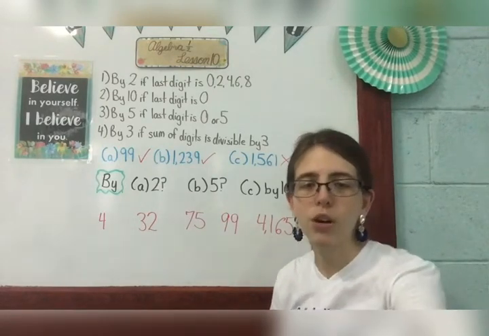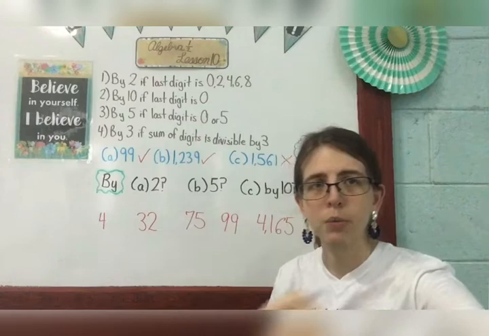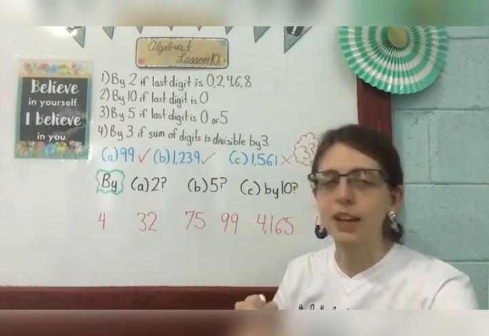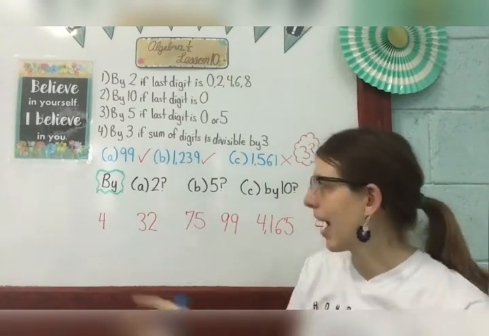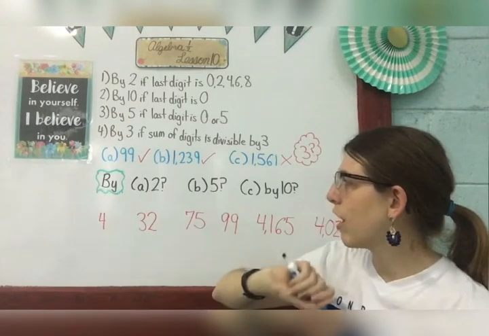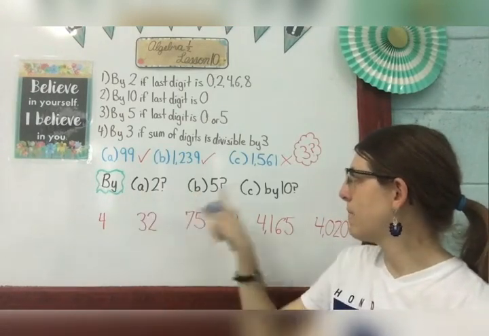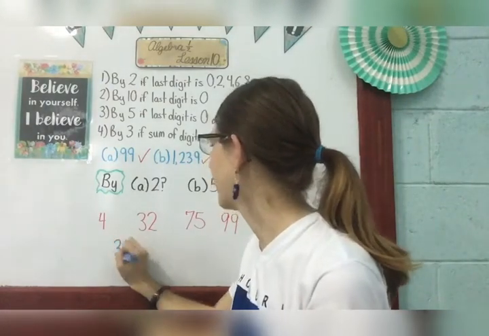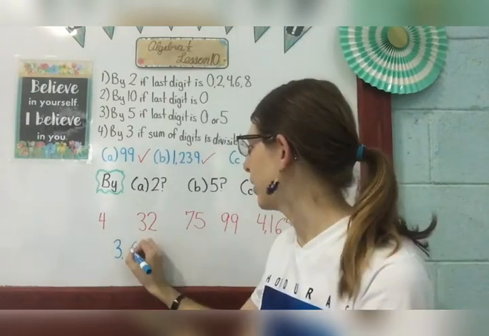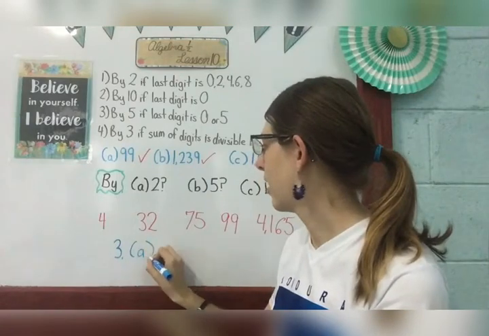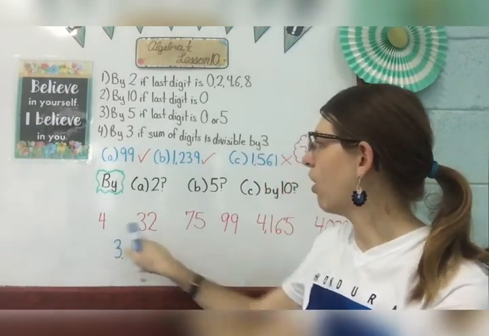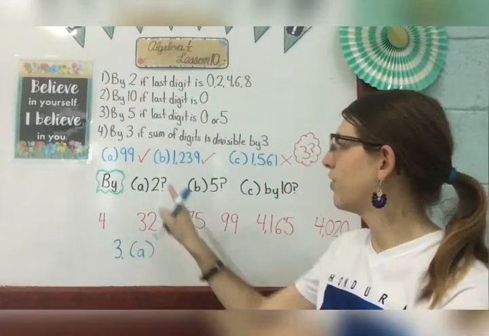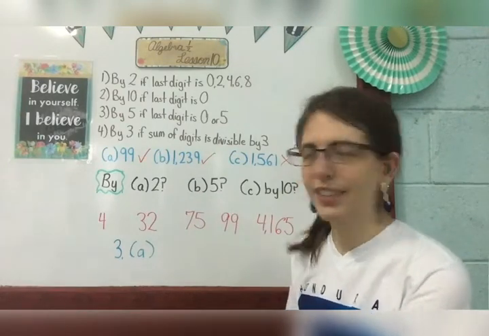Now, for your homework, let me show you what I would want you to write. Let's say that this is number 3 in your homework, and it has number 3, which numbers are divisible by A, 2, B, 5, C, 10. So you'll put your number, it's number 3. Then you'll put the A in parentheses, and then you'll follow it with all the numbers that are divisible by 2.